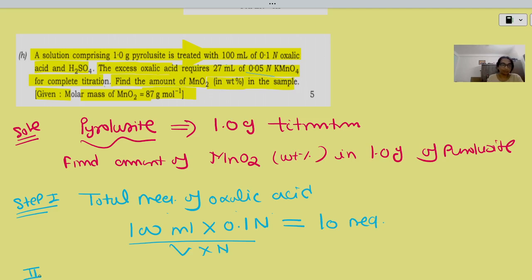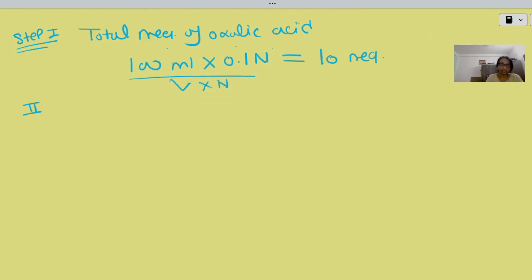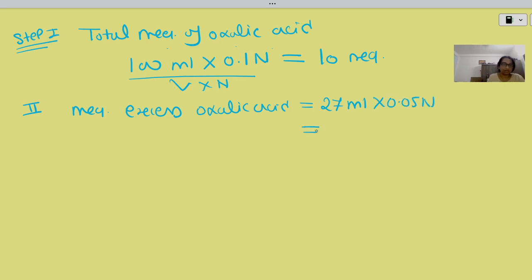Now in step number 2, we will calculate the molar equivalent of oxalic acid in excess amount, which is already given in our question. Similarly, excess means 27 ml, and the normality is 0.05, and we calculate it again similarly, and get 1.35 molar equivalent of excess oxalic acid.